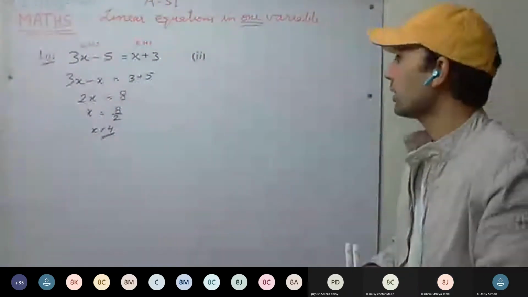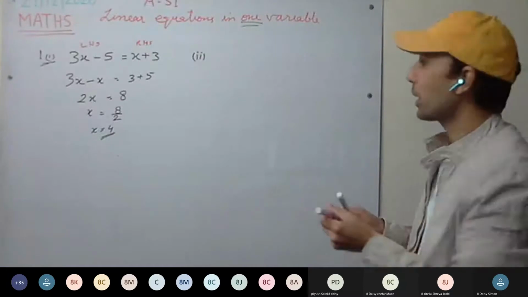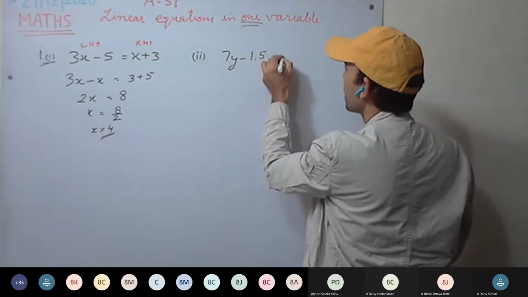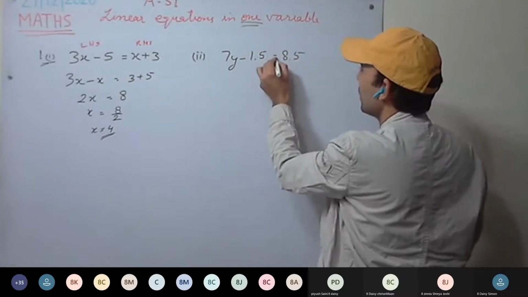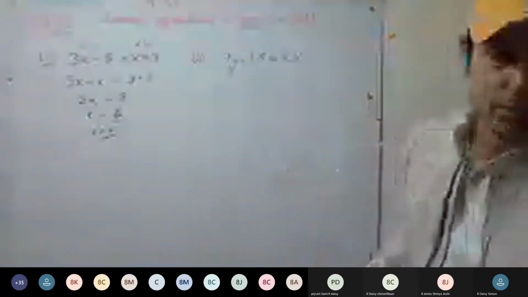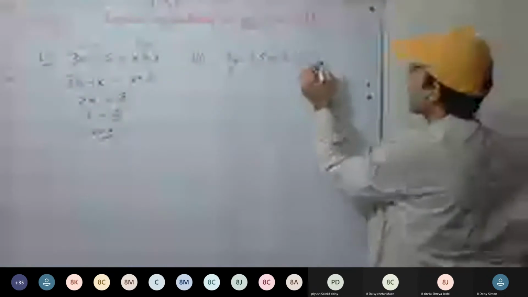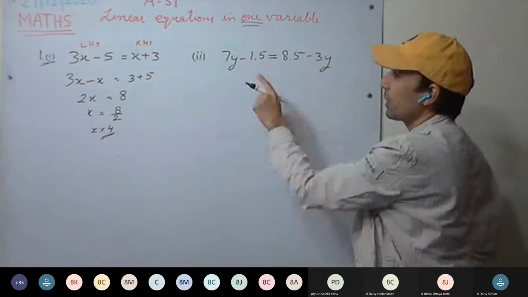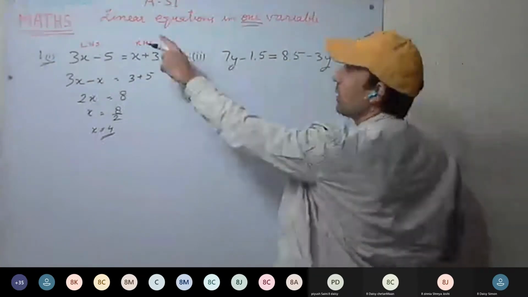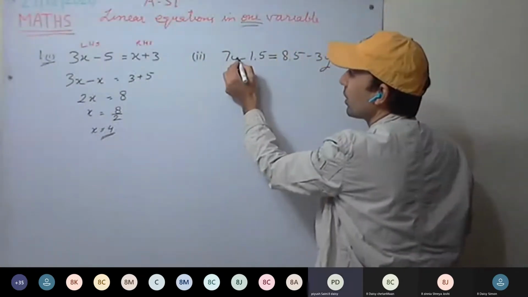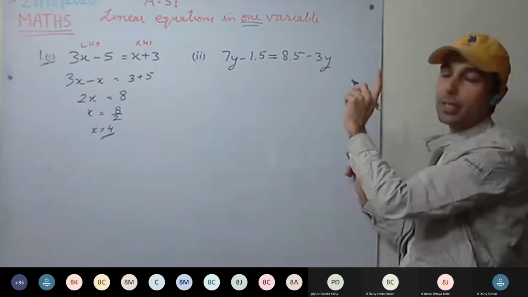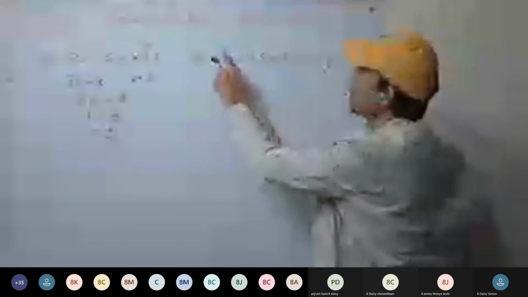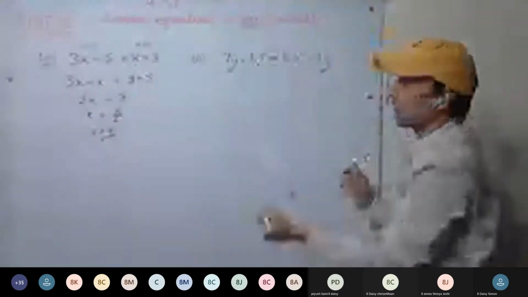So you have 1 minute to solve. It's an easy question. 7y minus 1.5 equal to 8.5 minus 3y. See, these are linear equations in one variable. How many variables? One variable, that is y, only one variable. Linear equations, how? Power of 1. The exponent of y is 1. Okay, it's good. Keep doing. Equations means equal to sign.